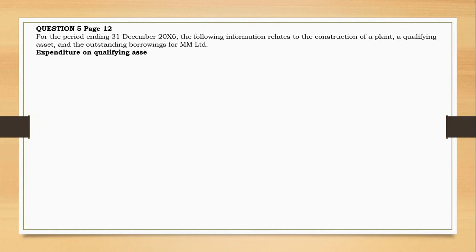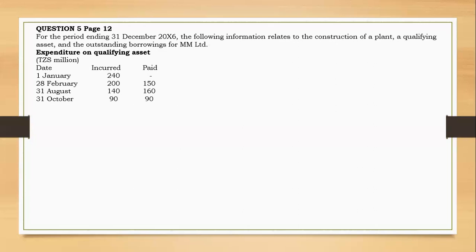Now, expenditure on qualifying asset. We are given the date, the amount incurred, and the amount paid. For 240 million, paid nothing. The date February, 200 incurred, paid 150. At 1st August, 140 incurred but 160 paid. At 1st October, 90 incurred and 90 paid. At the 1st December, nothing incurred but 300 paid. In total of this one.